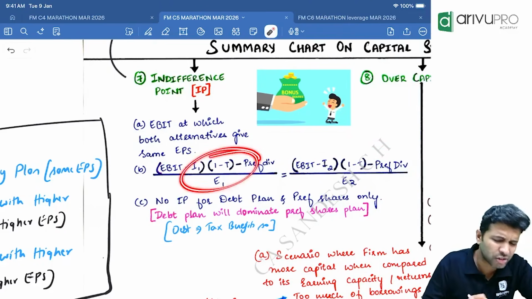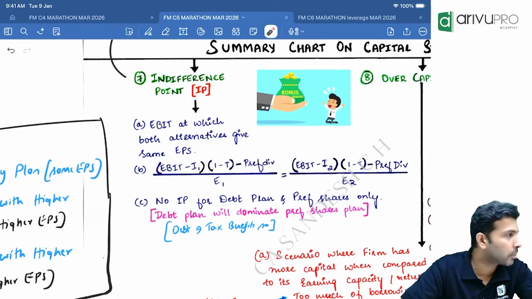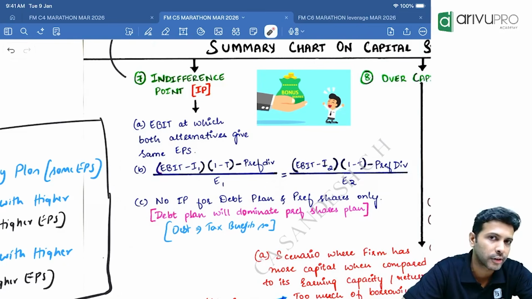Now, what is the normal formula to get EPS? The normal way to calculate EPS is earnings attributable to equity shareholders, also referred to as net income, divided by the total number of equity shares.